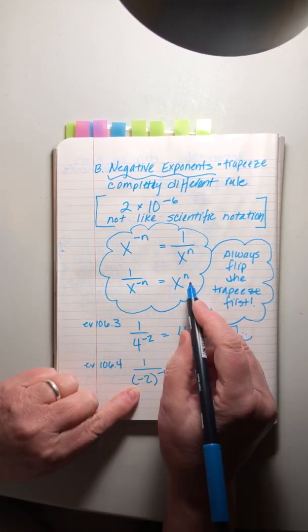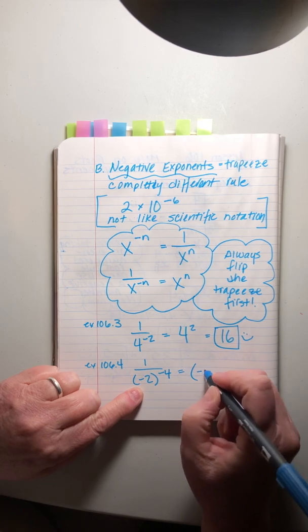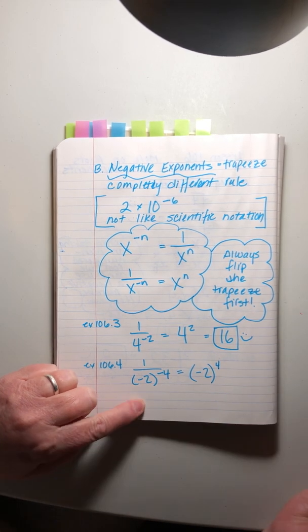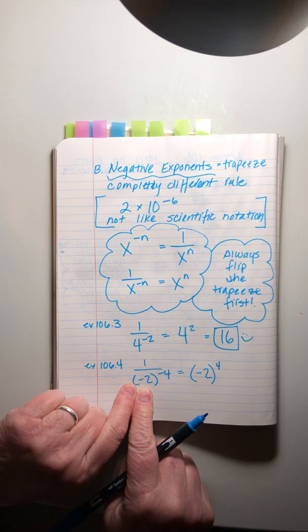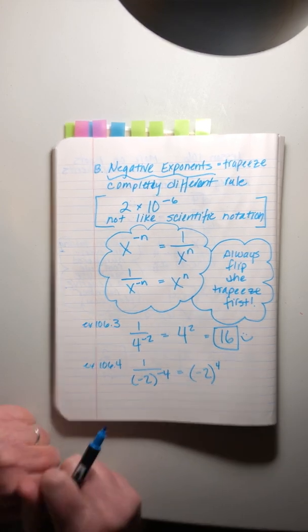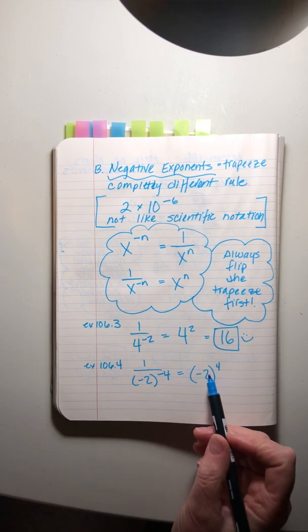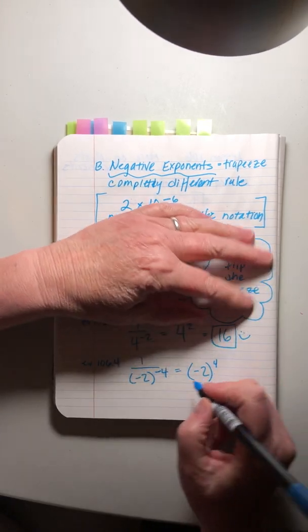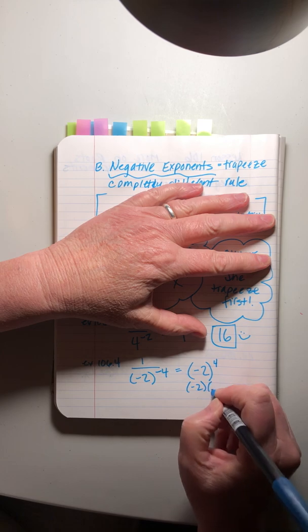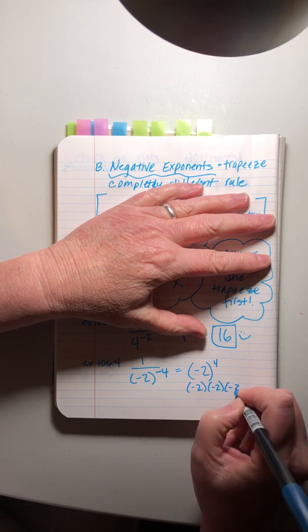So we've got this style again. So this is going to become minus 2 to the 4th. See how I did that? I changed nothing. I just flipped it up. Okay, now we've burned up the trapeze. It's gone. Now we just have to simplify this. And that means we multiply minus 2 times itself 4 times.